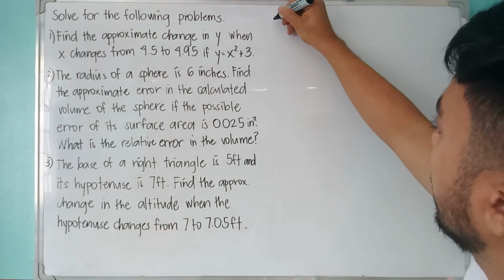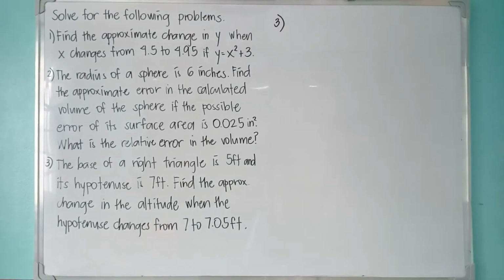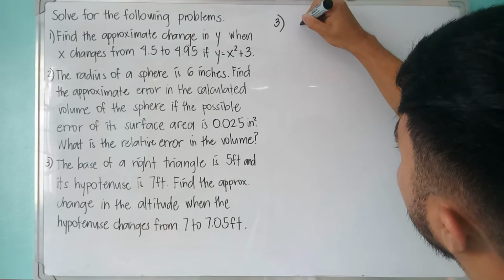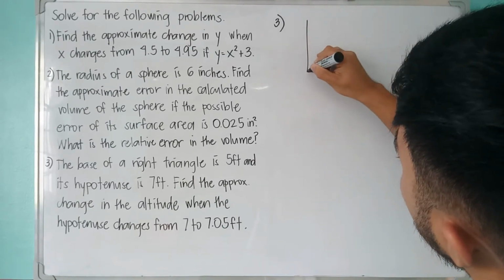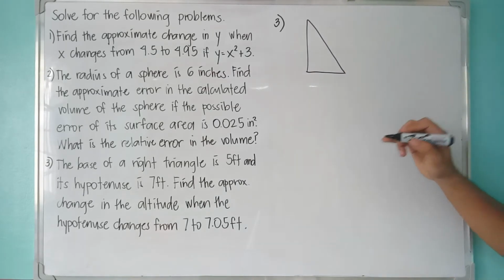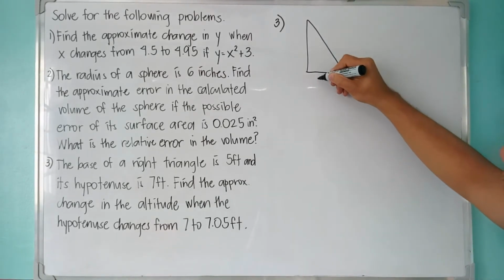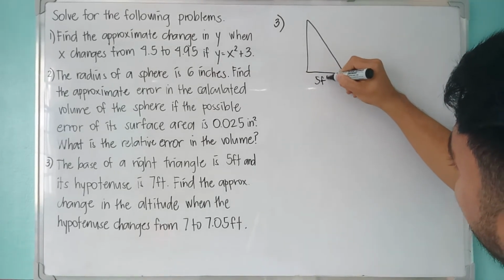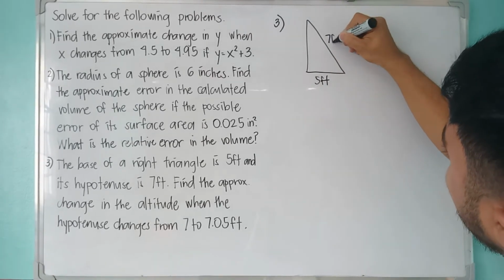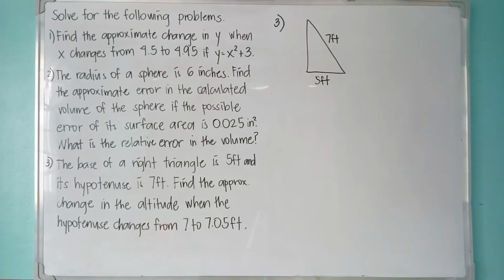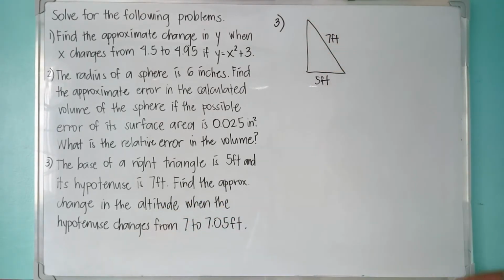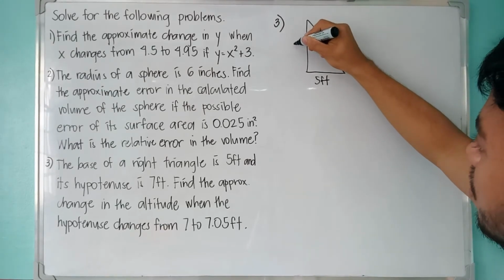So for number 3, meron tayo ngayon na right triangle. So let's say ito yung right triangle natin, na yung base daw niya is 5 feet. So let's say this is 5 feet and the hypotenuse is 7 feet, di ba? Find the approximate change in the altitude. Ang altitude natin is ito, yung height natin, di ba? So let's denote this as A.